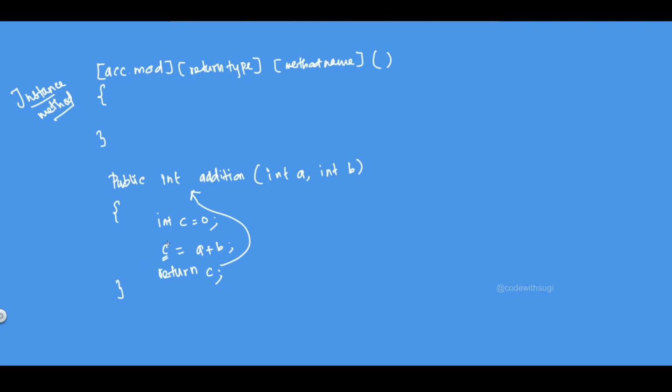Obviously whatever result you get, that will be of type integer, right? Based on the return value, you have to specify this return type. Here I am saying the return type as integer.